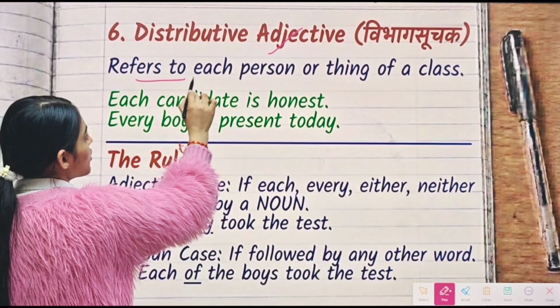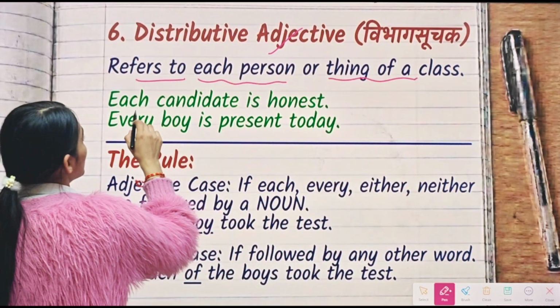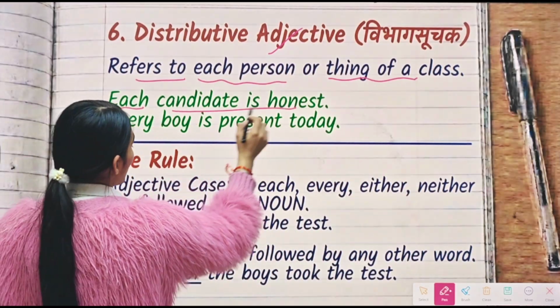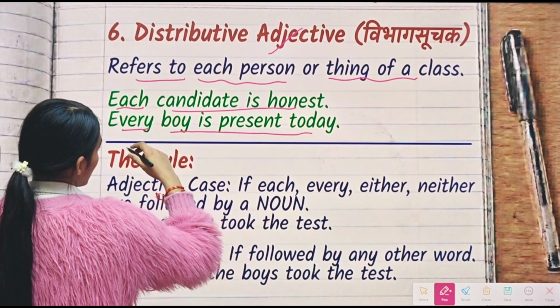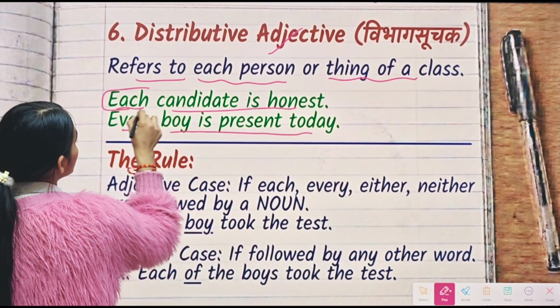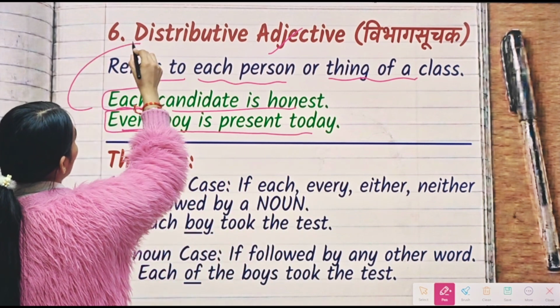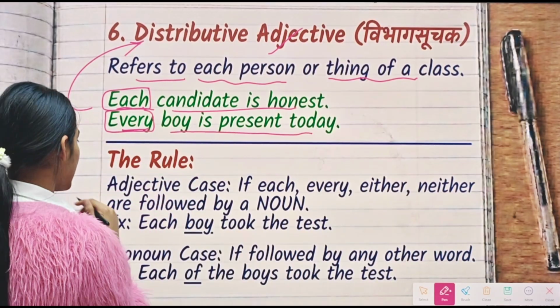Let's see. They refer to each person or thing of a class. For example, each candidate is honest. Every boy is present today. So each, every, these words are distributive adjectives. Let's see, this is quite important.